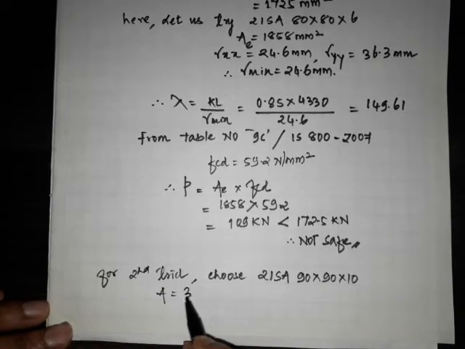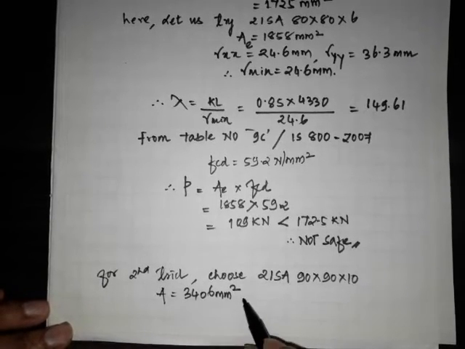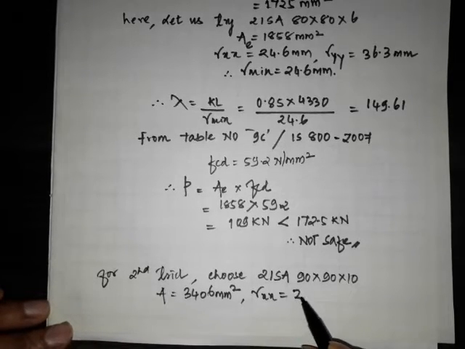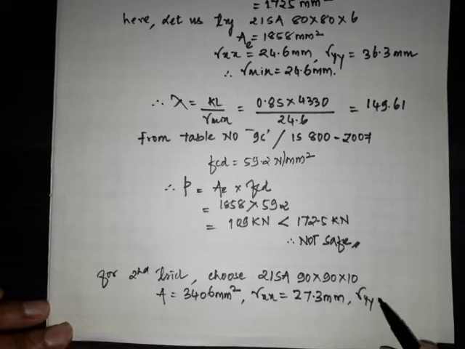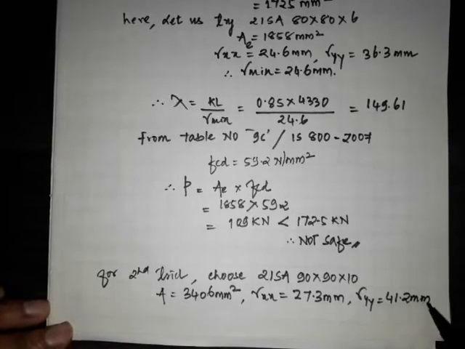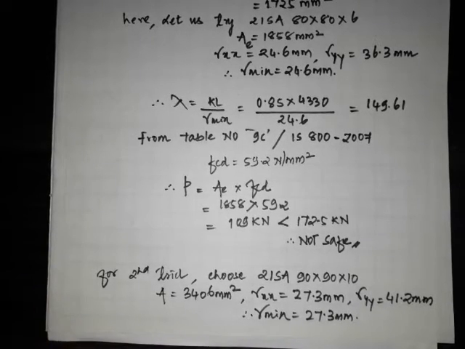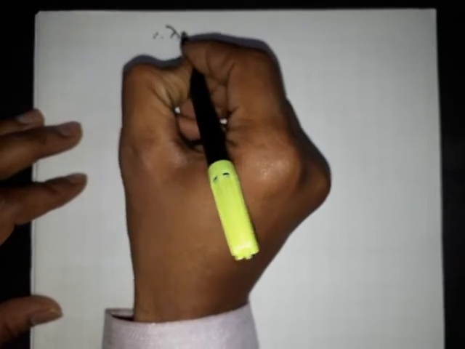So the area is 3406 mm square, RXX is 27.3 mm and RYY is 41.2 mm. Therefore R minimum is 27.3 mm. So again, you have to repeat the steps.